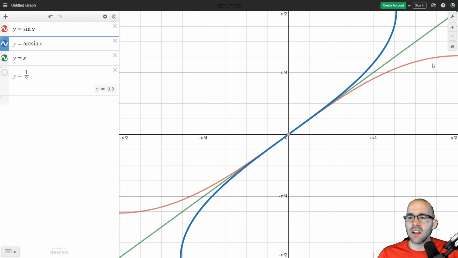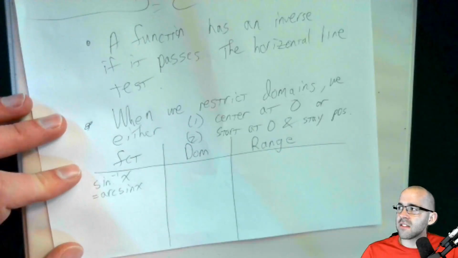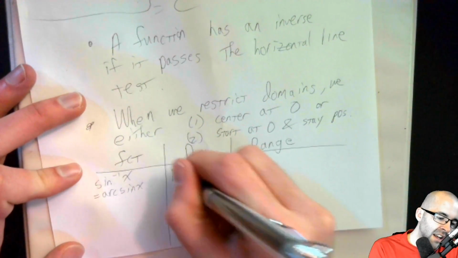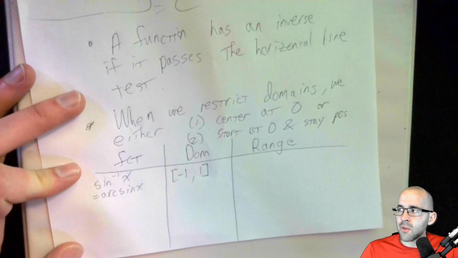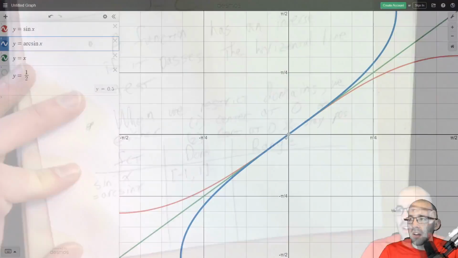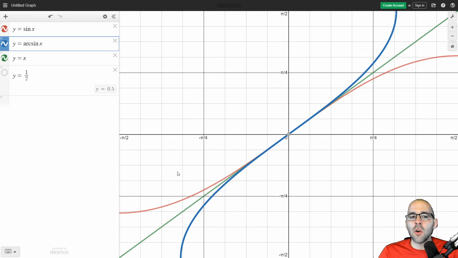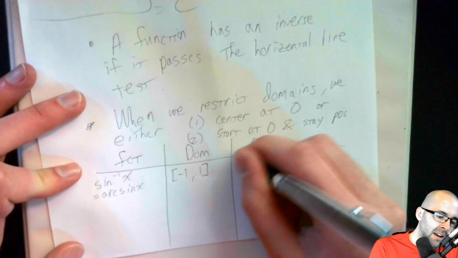Okay, so remember, the domain of arc sine is the same as the range of sine. And the range of sine is negative 1 to 1. So the domain of arc sine is negative 1 to 1 inclusive. All right, and now what is the range of arc sine? Well, again, the range of arc sine is the domain of sine. What is the domain of the red thing? The x values, negative pi over 2 to positive pi over 2. Again, inclusive.